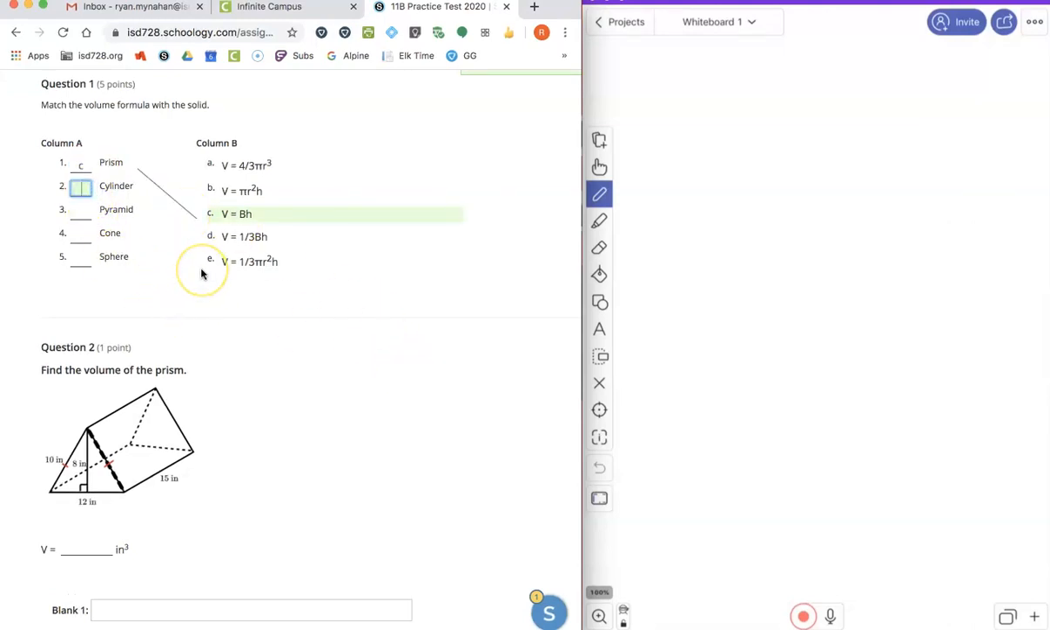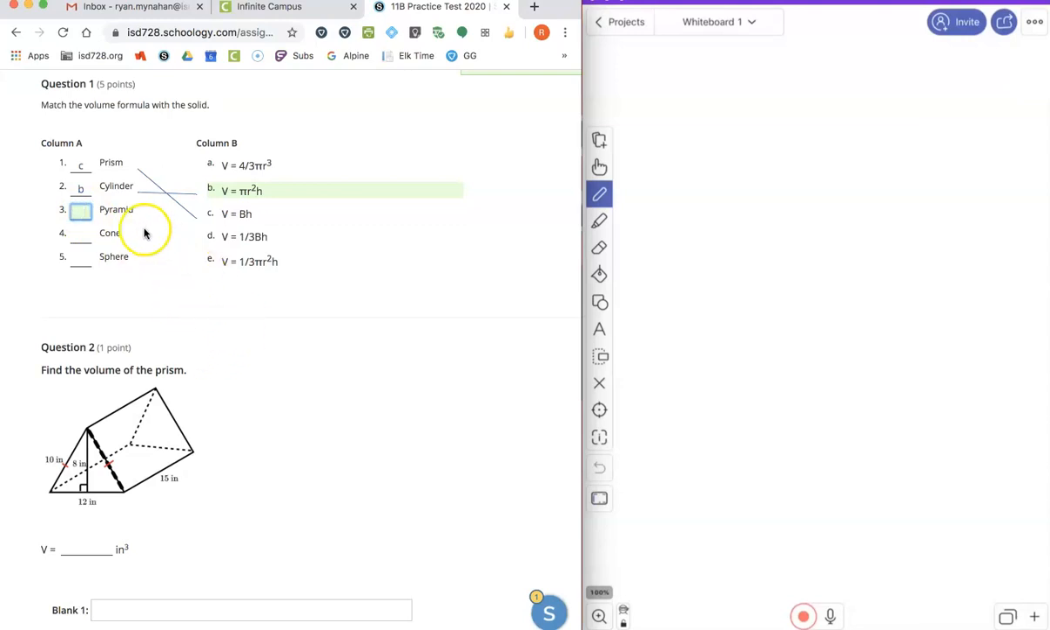Cylinders have two bases as well, but they are circles, so it's going to look a lot like this formula, but instead of B, we know what the area formula of every base of a cylinder is, which is pi r squared. So pi r squared times H is going to give you the volume of a cylinder.